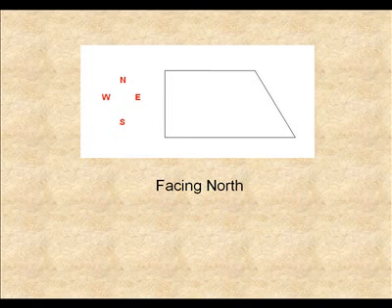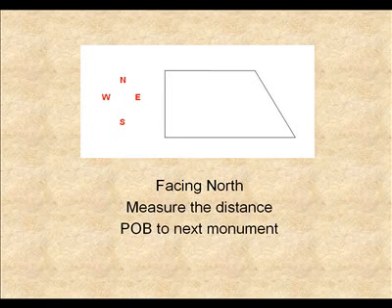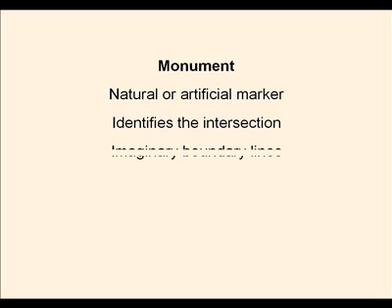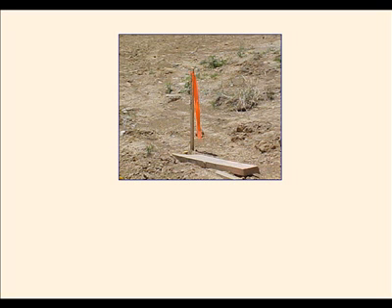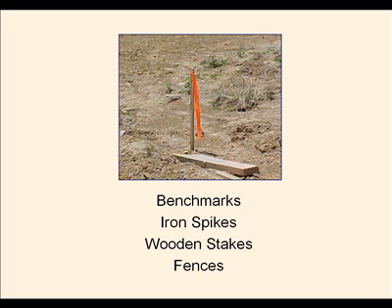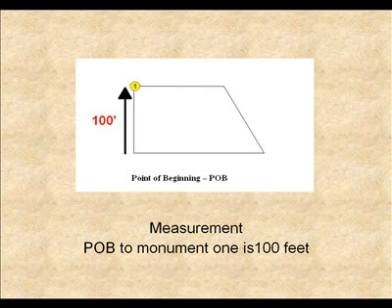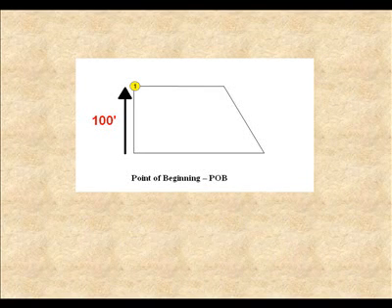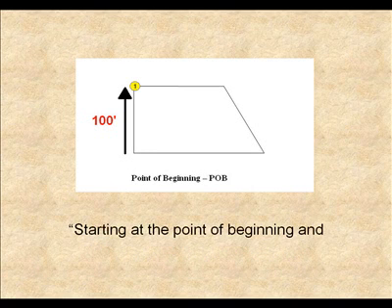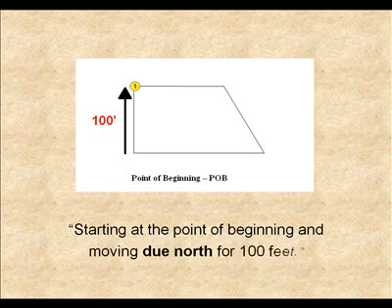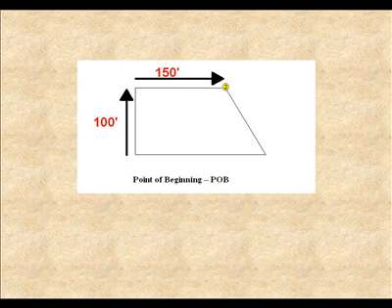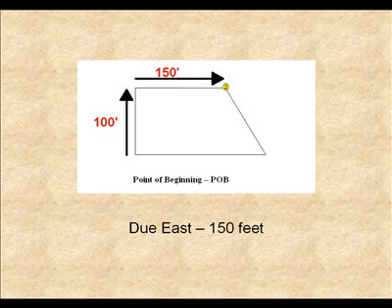The next step would be to measure the distance from the point of beginning to the next monument. A monument is a natural or artificial marker that identifies the intersection of imaginary boundary lines. Examples of monuments are benchmarks, iron spikes, wooden stakes, and fences. The measurement from the point of beginning to Monument 1 is 100 feet. So that legal description would read, starting at the point of beginning and moving due north for 100 feet. Monument 2 is due east for 150 feet.